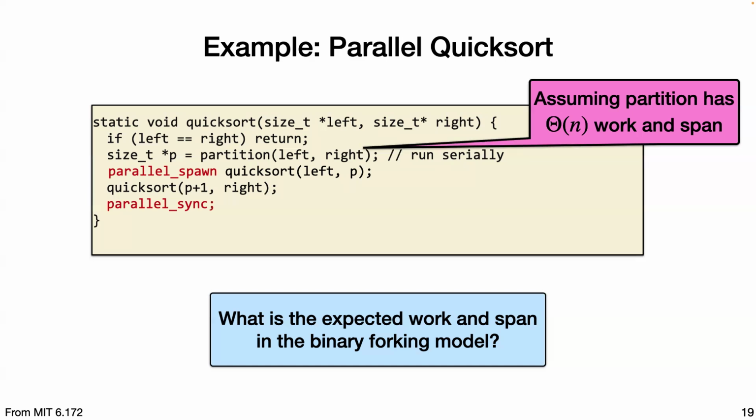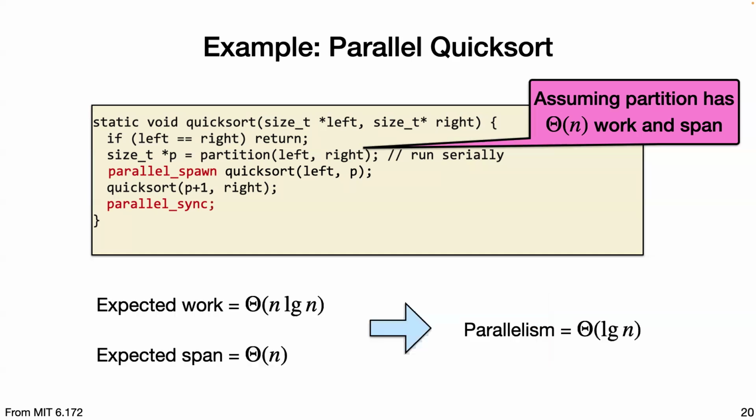So does it make sense that the span is at least n? Because you have to do the serial partition step, and then you just go all the way down in your recursion. But now the two halves are partitioned in parallel. So the work is still n log n as it was before, and the expected span is n, because you have to do this initial serial partitioning step. So for parallelism, that gives you log n, because you just divide the work by the span.